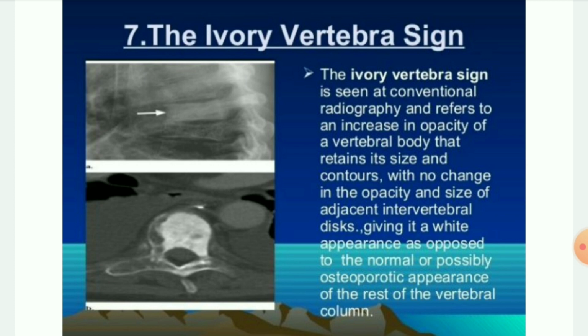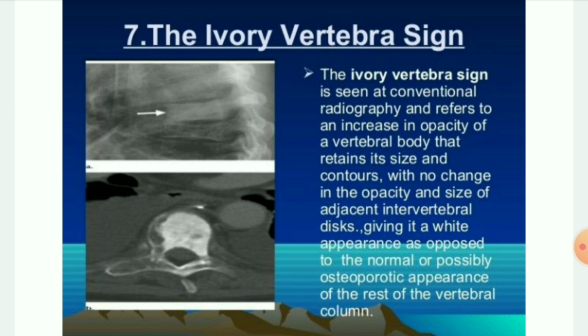The Ivory vertebra sign can be seen in both adults and children. In children, it is typically the result of lymphoma, usually Hodgkin lymphoma. In adults, the Ivory vertebra sign has been associated with metastatic diseases, especially carcinoma of the prostate or breast, and occasionally with osteosarcoma, carcinoid, Paget's disease, and lymphoma, particularly Hodgkin lymphoma.